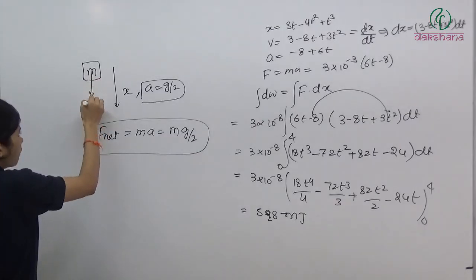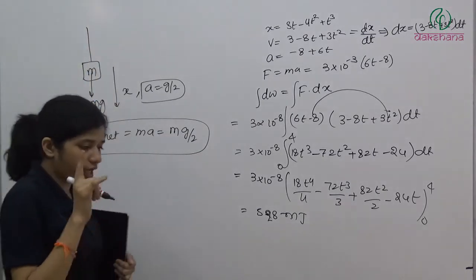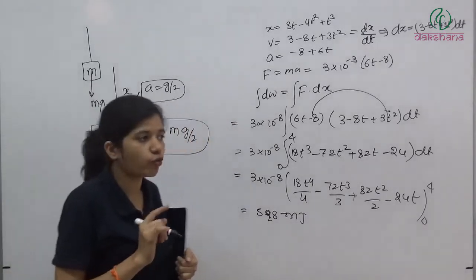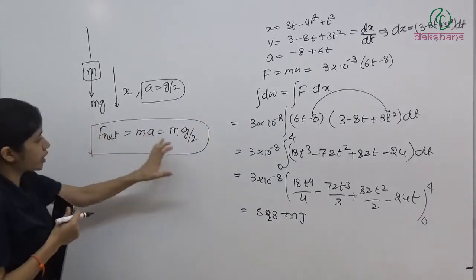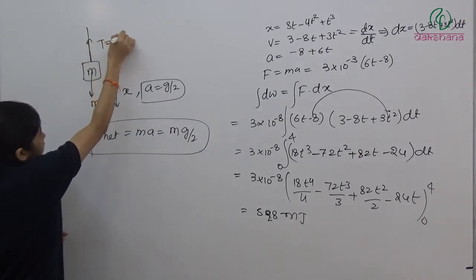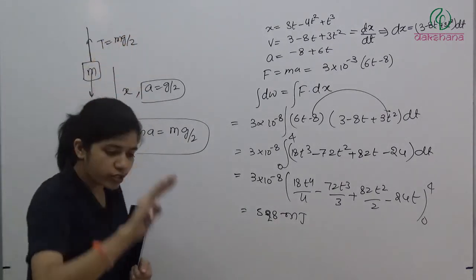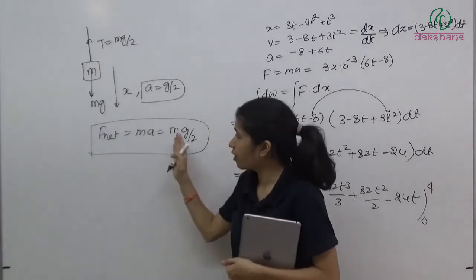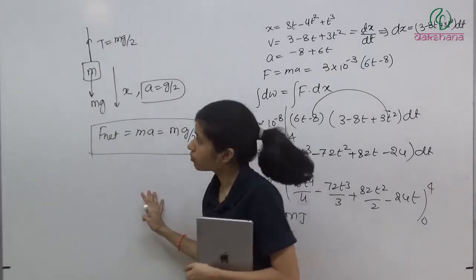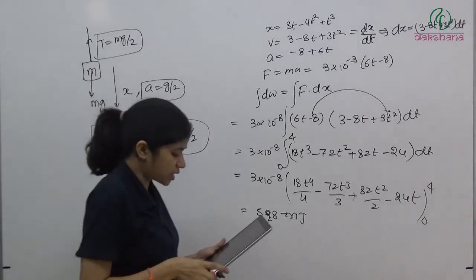Now already we have a force mg, and here we have a string. With the help of that string we are taking this block vertically downward. So if net force on this block has to be mg by 2, it means tension in this rope should be mg by 2. Then only mg minus mg by 2, it will have a net force mg by 2 in downward direction, and it will move with acceleration g by 2. So value of tension is how much? mg by 2.